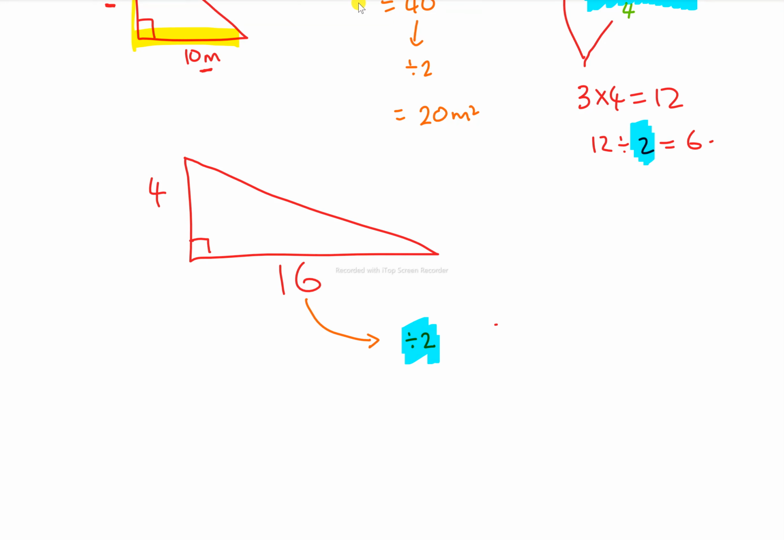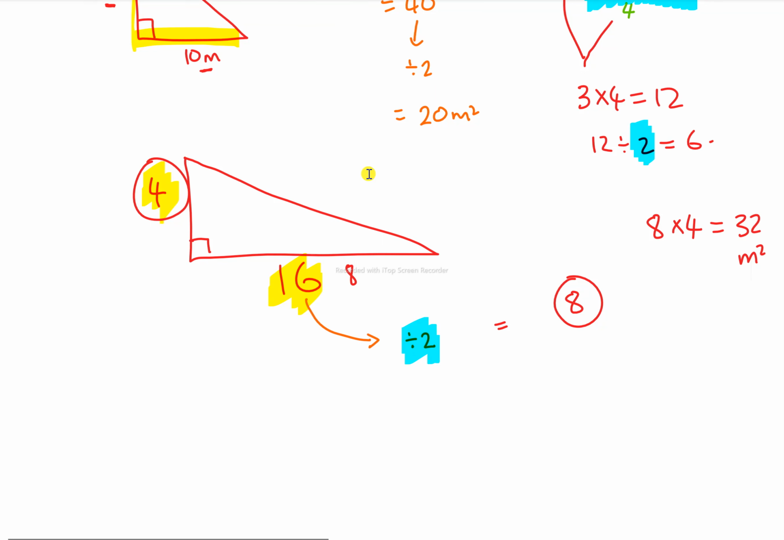So 16 divided by 2 is 8. And then I multiply it by the height. So I've turned this into an 8. Now I'm going to multiply it by 4. 8 times 4 is 32 meters squared, just say for example. Remember, it's square meters, or meters squared, but not just meters.